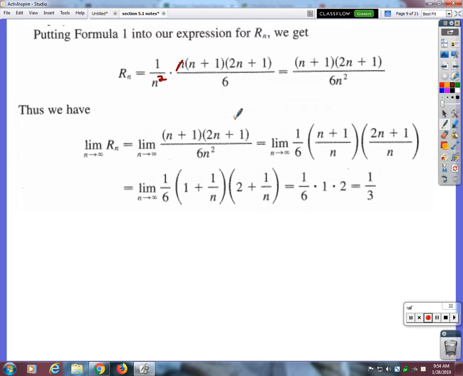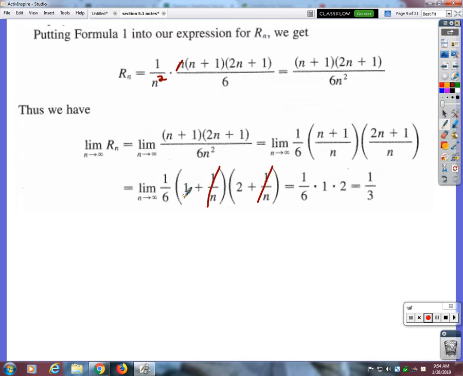They broke it down into 1/6 times this times this. Then you can break this down into two distinct fractions. n divided by n is 1. 1 over n is 1 over n. Over here, 2n divided by n, the n's cancel and you get 2. And over here you have 1 over n. We already have had the conversation that 1 over any polynomial, as it approaches infinity, the limit of these things is 0. So that leaves us 1/6 times 1 times 2, which works out to be 1/3.